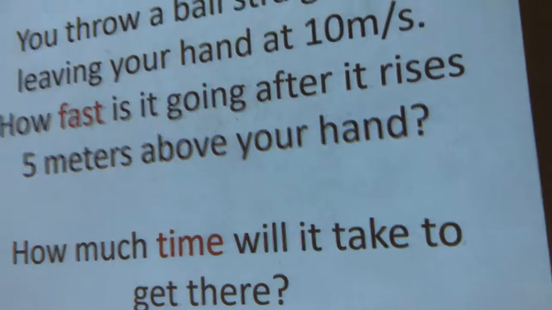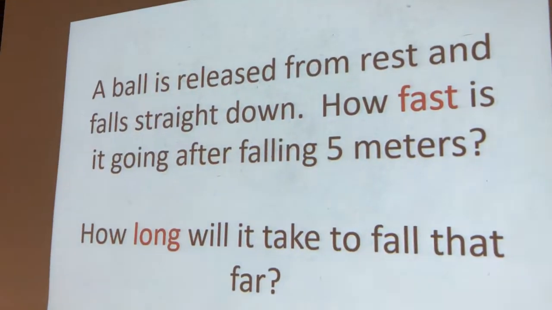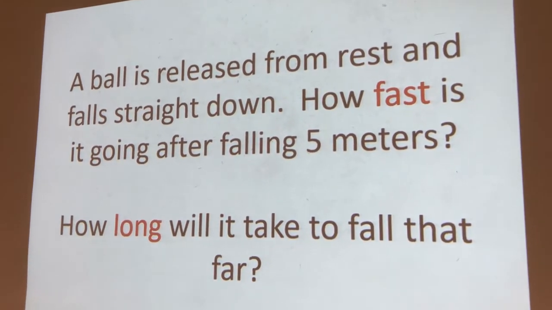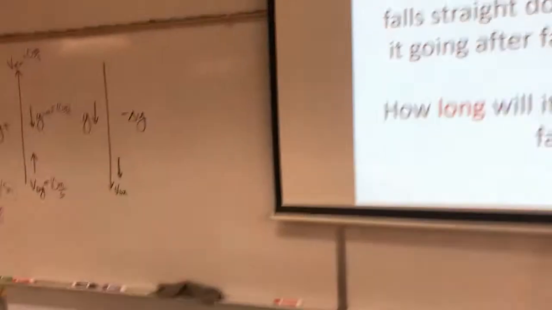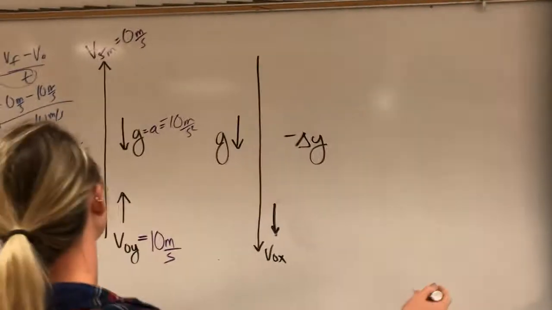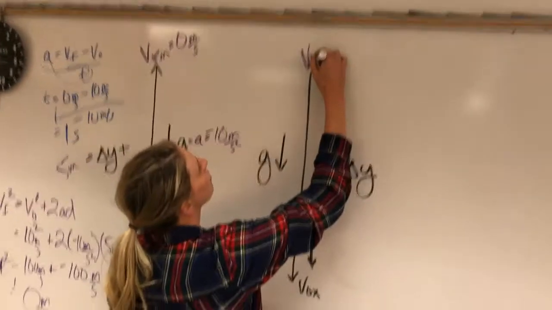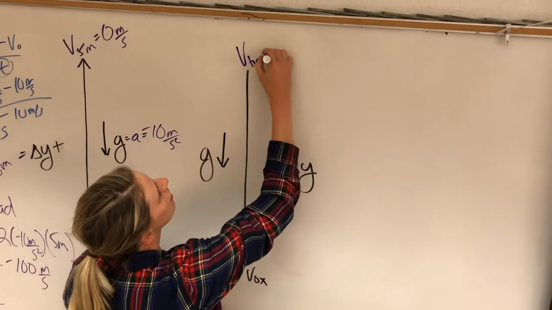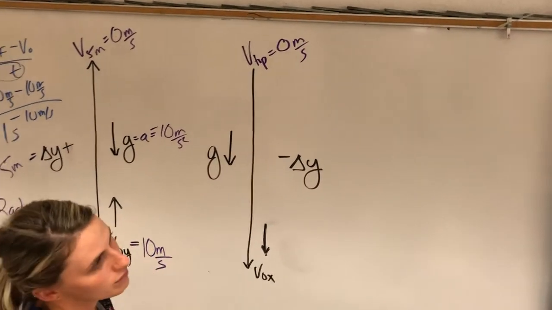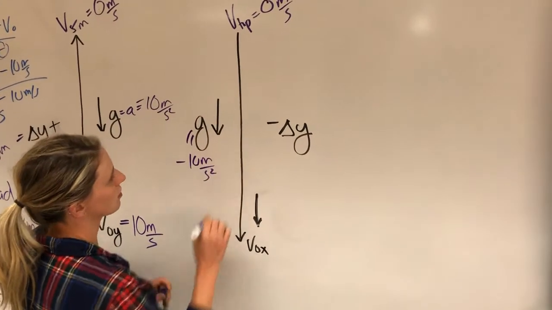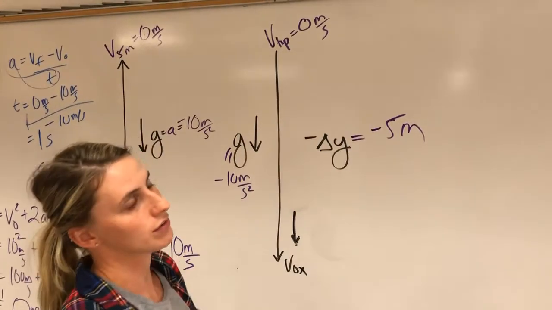There we go. Okay, next question. A ball is released from rest and falls straight down. How fast is it going after falling 5 meters? We can use this, yes? Okay, so I'm gonna use my purple again. A ball is released from rest, so we know our velocity at the top is 0 meters per second, and it falls straight down. We know that acceleration equals negative 10 meters per second squared always. 5 meters, that's how much it's falling. Okay, we know it's negative. I just wrote that negative over there.